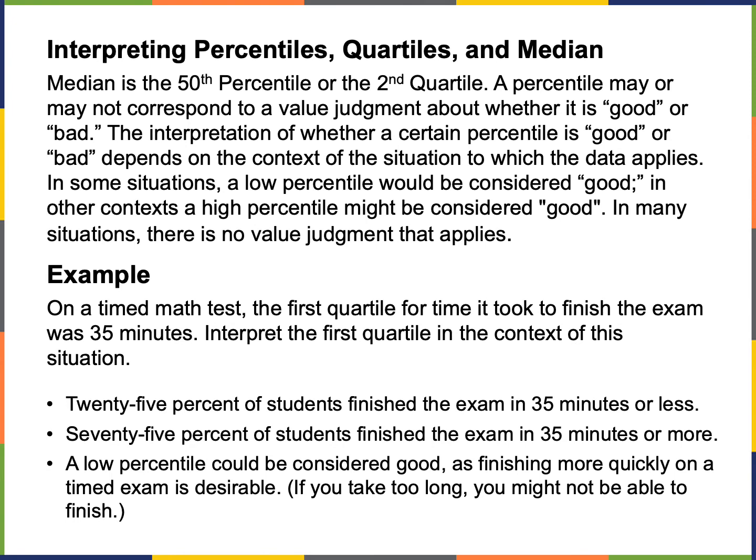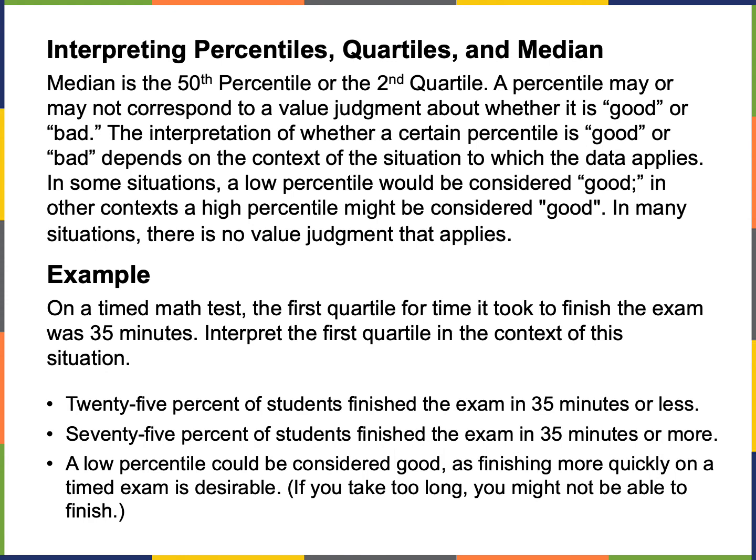This one talks about interpretation. So the median is the 50th percentile, or you could think of it as the second quartile. A percentile may be considered good or bad depending on its context. It really just depends. Sometimes a low percentile will be good, and sometimes a high percentile might be considered quote unquote good. In some situations, there's no value judgment.